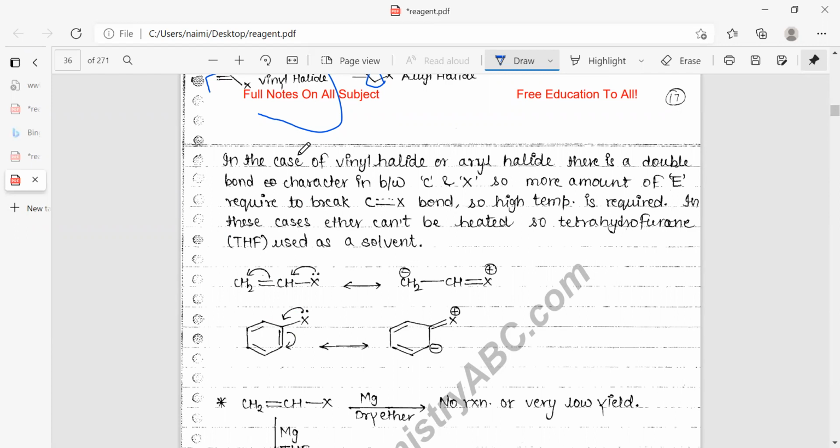Okay, and there is double bond character between carbon and X, so more energy is required to break the C-X bond. Okay, so high temperature is required, and in these cases ether cannot be heated, so THF is used as a solvent. Okay, so here the halogen contains a lone pair of electrons which will be transferred, converting the single bond to a double bond, and the charge density will be shifted to the CH2 minus.